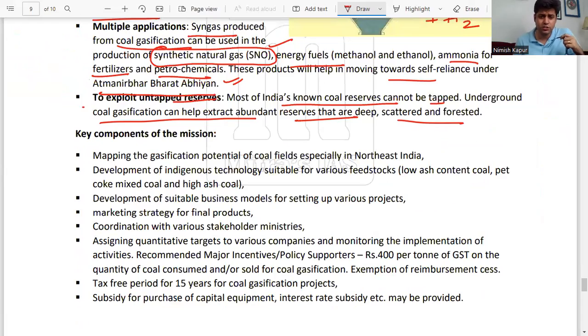Key components of the mission, you can read about it. As of now, you should really focus on the coal gasification mission, what is coal gasification, and what is syngas, right? And the quick reader on the components of the mission, though they are not too important.